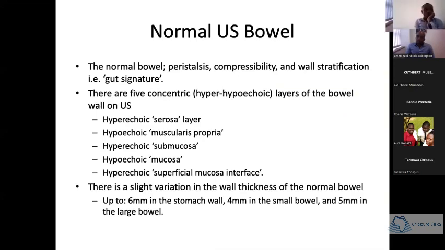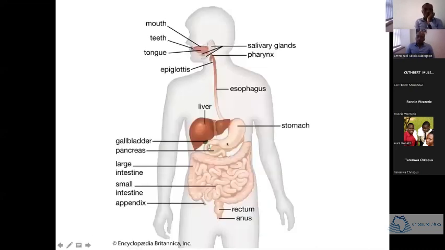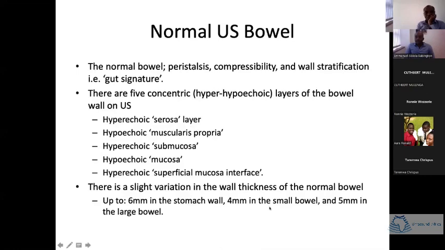The wall thickness of the bowel varies along its parts. If we just go back here, the stomach wall tends to measure up to about 6 millimeters. That's due to the rugae. The stomach has a thickened wall, even when it's normal. For the small bowel, we tend to use up to 4 millimeters as the upper limit of bowel thickness, and then the large bowel up to 5 millimeters.